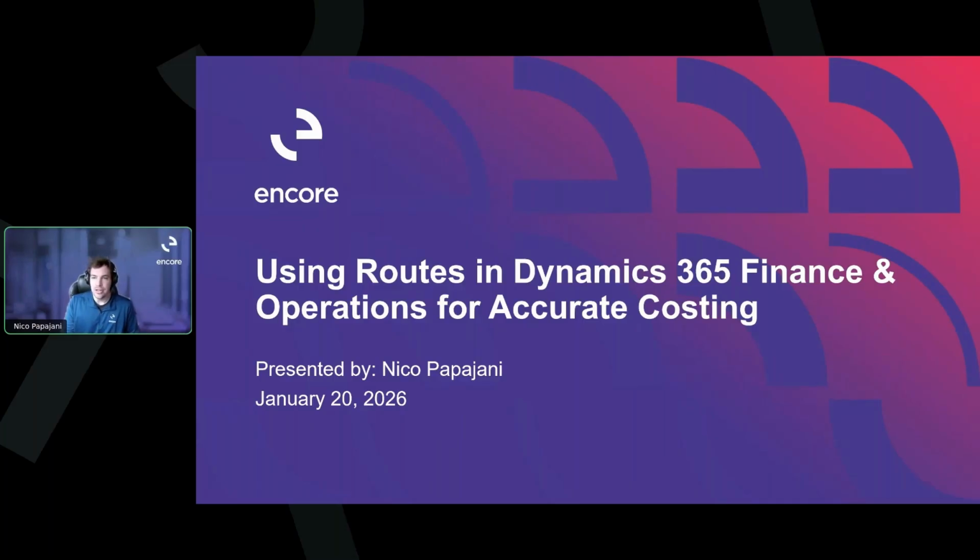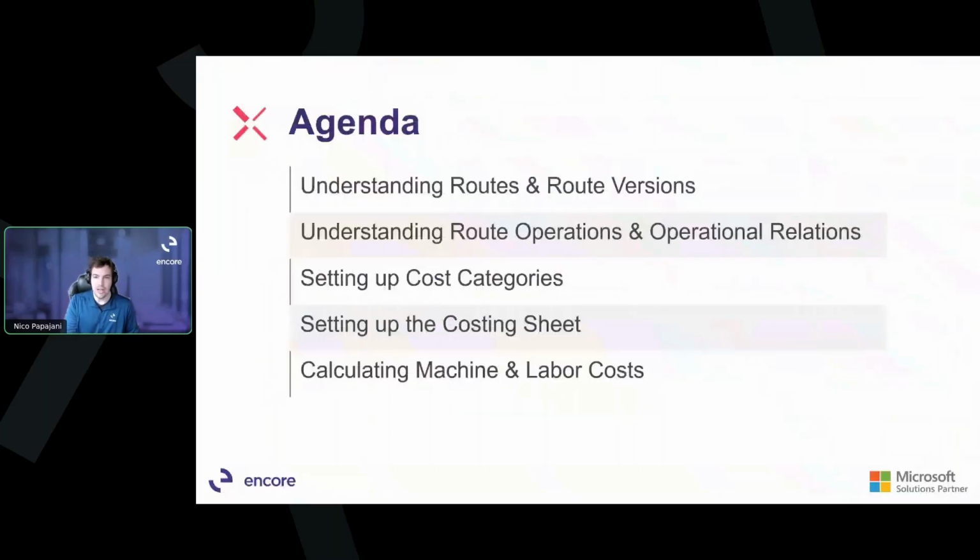We are going to be covering a few topics around routes, costing sheets, cost categories, and then tying it all together at the end to give you an idea of how these all play together in forming accurate costing for products that go through production processes.